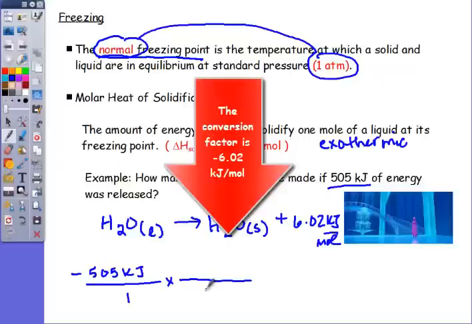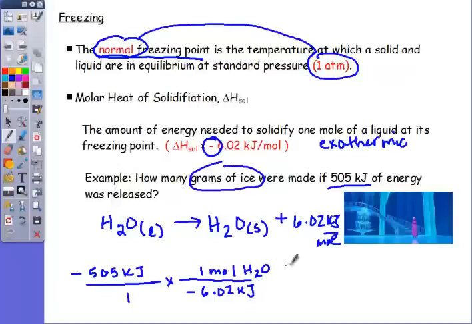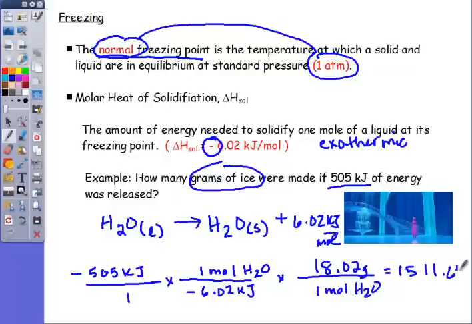According to my molar heat of fusion, there are 6.02 kilojoules per every 1 mole of water that freezes. That's how much energy is released. And we know that in 1 mole of water, there are 18.02 grams. So I need to plug all of that information into my calculator, and I get 1511.64 grams. Using my sig fig rules, I started with 3 sig figs, so I need to end with 3 sig figs.